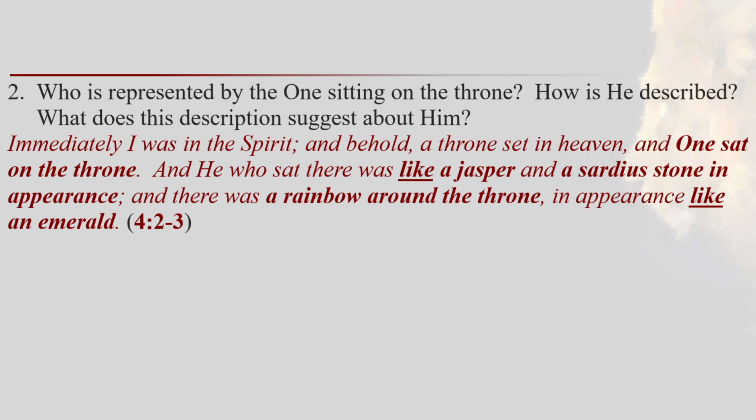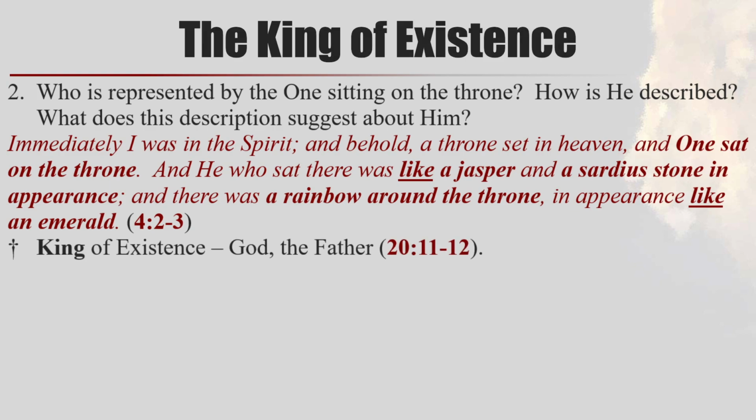So behold, a throne set in heaven, and one sat on the throne, and he who sat there was like a jasper and a sardius stone in appearance, and there was a rainbow around the throne in appearance like an emerald. So it's hard for me to imagine a rainbow made out of one color. So I'm assuming that the colors are all variations of a dark green, right? From a lighter green to a dark green. But I don't know. You have the same words that I have, right? And that's just the way I'm imagining this.